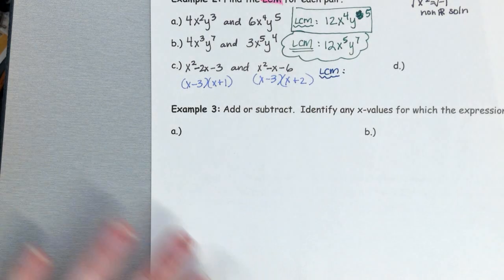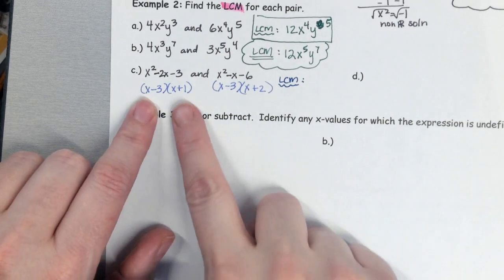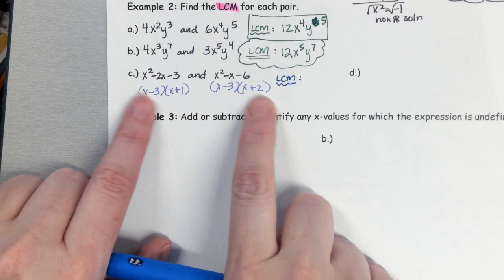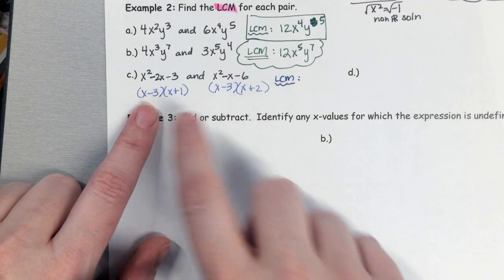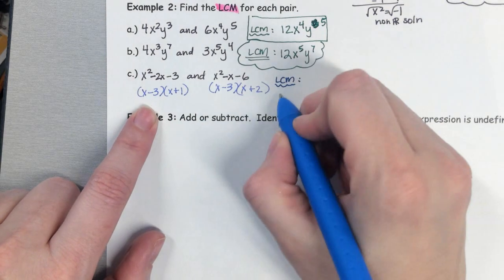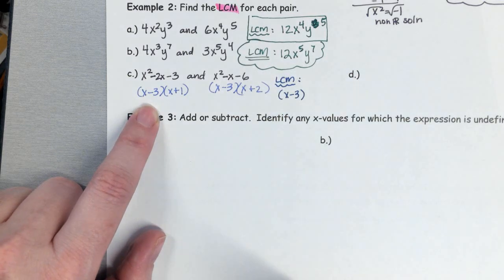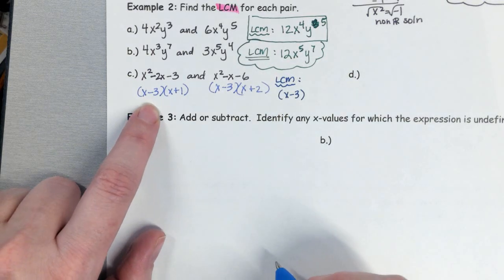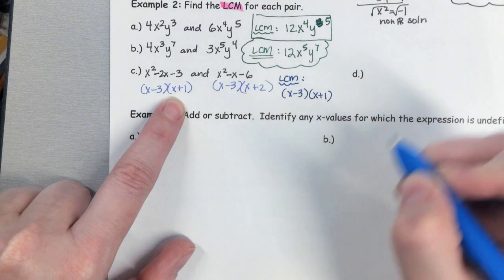But finding the LCM actually is not that bad. So just start here. These are all factors, okay? If this is included as a factor, it has to be part of the LCM. So start here with x minus 3. X minus 3 has to be part of the least common multiple because it's a factor. X plus 1 has to be part of it because it's a factor.